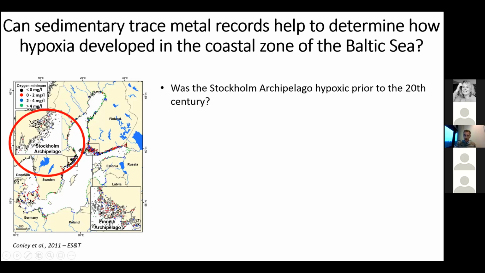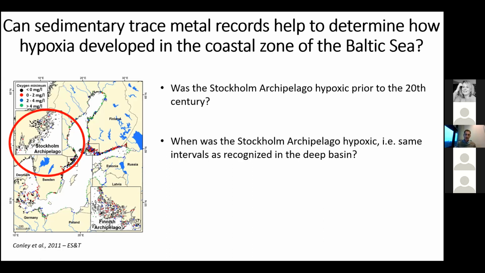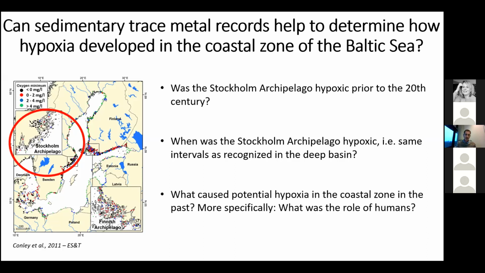So our main questions are, was the Stockholm archipelago hypoxic prior to the 20th century? We know in modern time it's hypoxic, but was there already hypoxia or worse before that? And when was it hypoxic? Can we, for instance, recognize similar intervals as we saw in the deep basin? And then, ideally, we would also like to answer the question whether humans were involved in this. Was there, for instance, already an influence from human settlements? We know in the Viking era, of course, huge areas were made arable. So could that be an influence for hypoxia in the past as well?